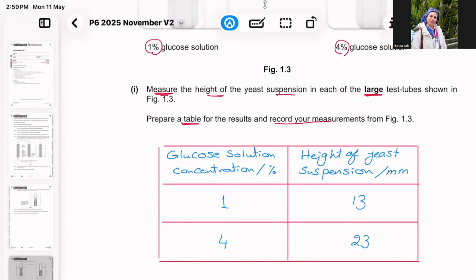Sometimes your measurement is not exactly the same as the values that you can find in the mark scheme, because the printed copy is totally different from the paper exam. So no problem if you find a difference between them, your measurement is correct.